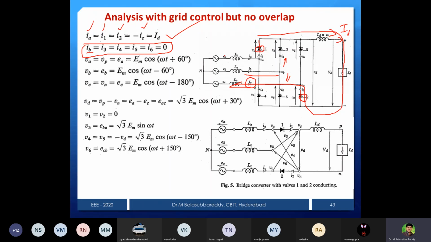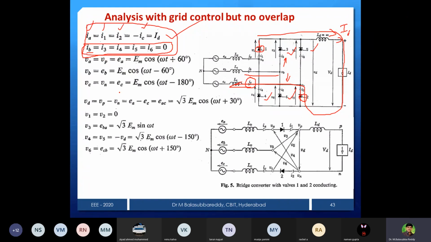It is a very handy thumb rule. Conducting valve currents are the same. It has to pass through that because only two valves conduct, and the rest of the valves are not conducting. Let it be 3 not conducting, 5 not conducting, 4 and 6. So the rest of the currents are zeros. And similarly, that is about the currents.